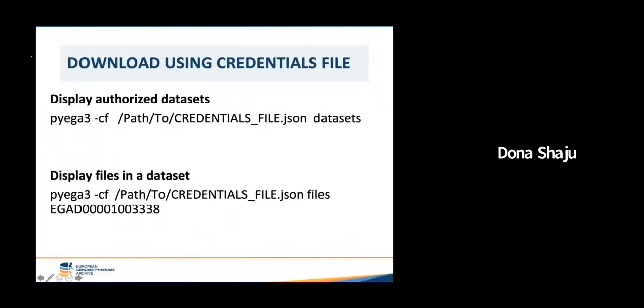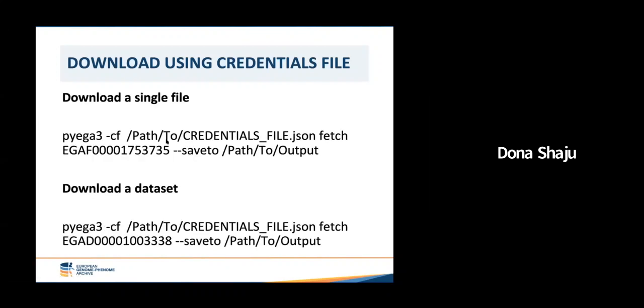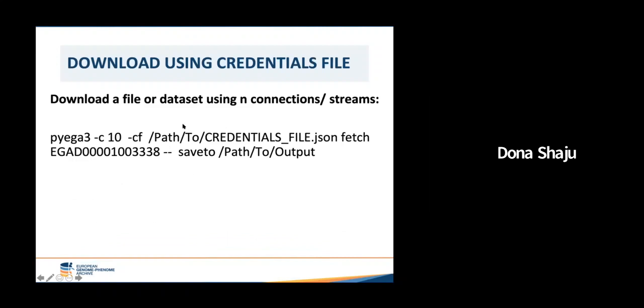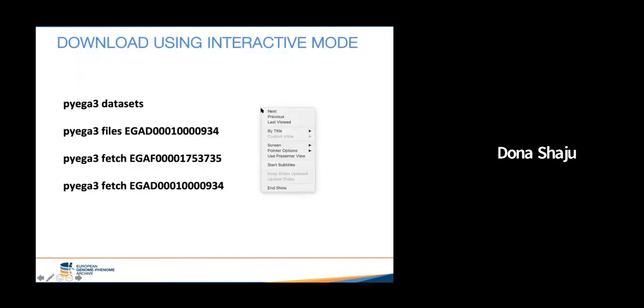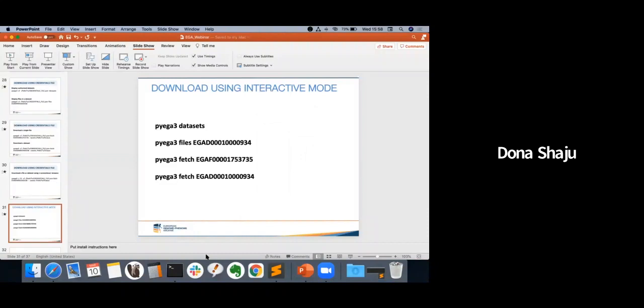All the commands that I've used are put in our presentation, which we'll be sharing with you. To display authorized datasets, we are just calling the credentials file and then datasets. To display files, it will be files followed by the dataset ID. And then to download a single file and to download a whole dataset. You can download a file or dataset using N connections. Now next is download using interactive mode.